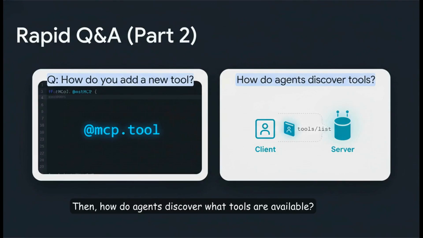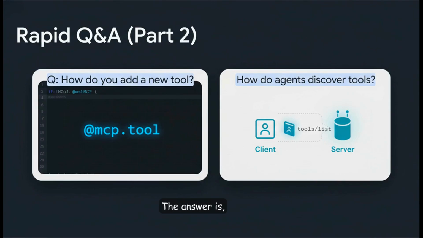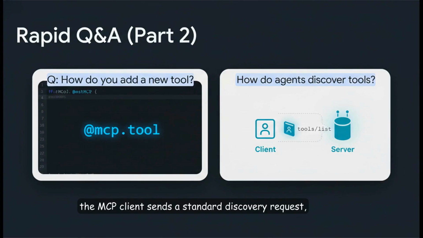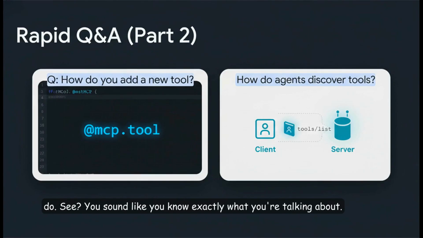Simple. Then, how do agents discover what tools are available? The answer is, the MCP client sends a standard discovery request, like tools/list, and the server sends back a full list of its tools and what they do. See? You sound like you know exactly what you're talking about.